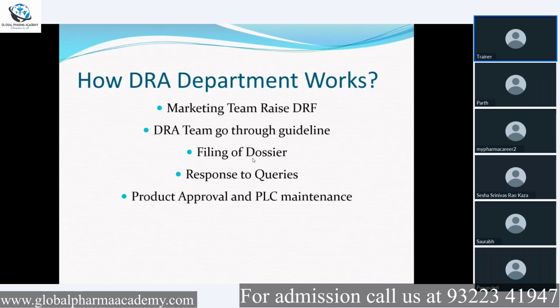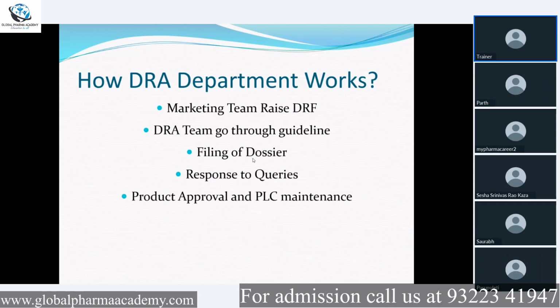In this DRF, mainly the information included is the name of the product, that is the brand name, that should be allotted to the product. Then what are the fees required? What is the pack size and in which pack types, that is blister, HDPE container, we have to distribute the product. So all this information is included in that DRF, that is dossier request form.